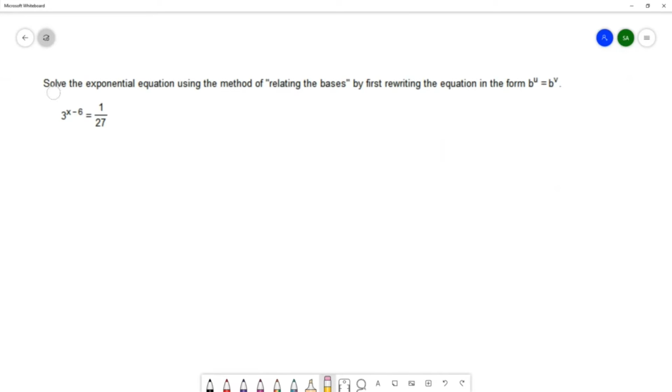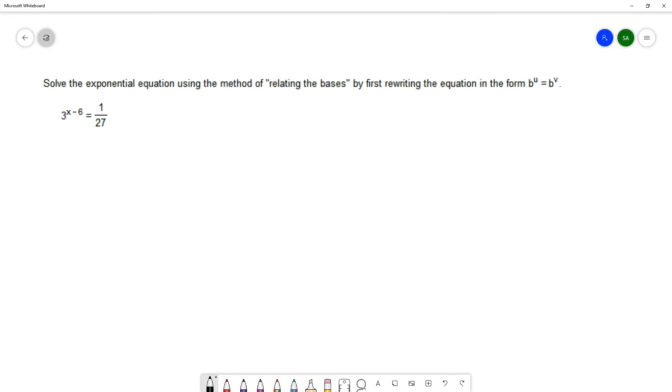On this question, we want to solve the exponential equation using the method of relating the bases by first rewriting the equation in the form b to the u equals b to the v. The equation that we'd like to solve is 3 to the x minus 6 equals 1 over 27. So before we start solving this equation, let's discuss this method of relating the bases.